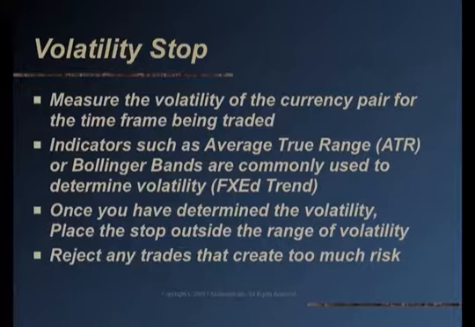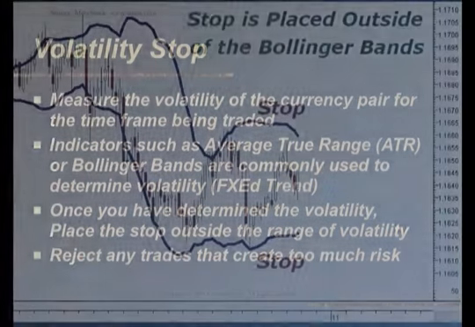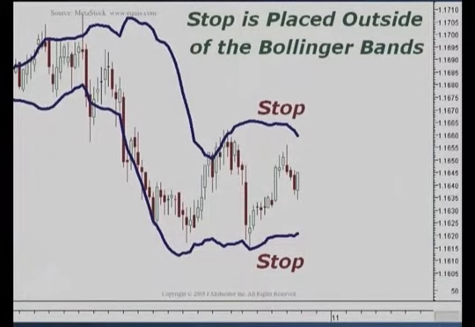Now, the indicators that we use to measure volatility are volatility-based indicators such as ATR, average true range, which you may recall that we've used in several strategies so far, or Bollinger Bands. Bollinger Bands are also based on volatility, and it would be very common to use Bollinger Bands to determine your stop as well. Now, once we've determined the volatility, we're going to place a stop outside of the range of volatility. That makes sense. We don't want to be inside of the range of volatility. We want to be located outside of it. And of course, once again, I can't emphasize this enough, we're going to reject any trades that create too much risk.